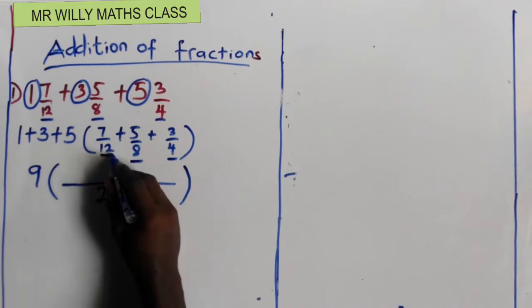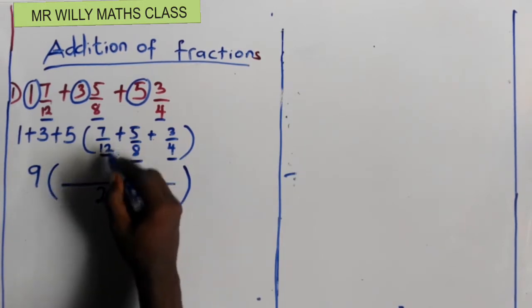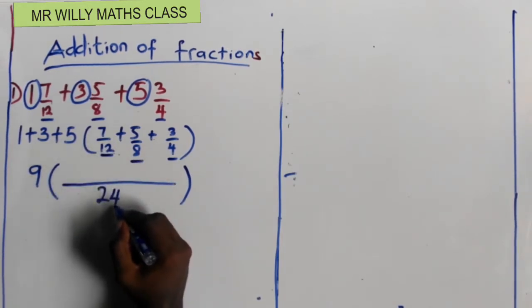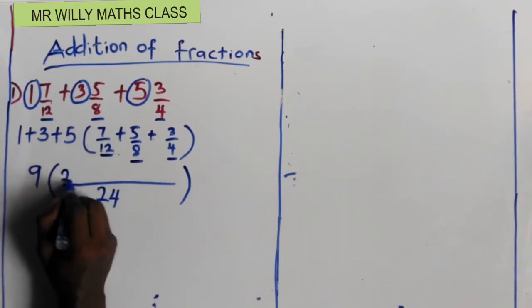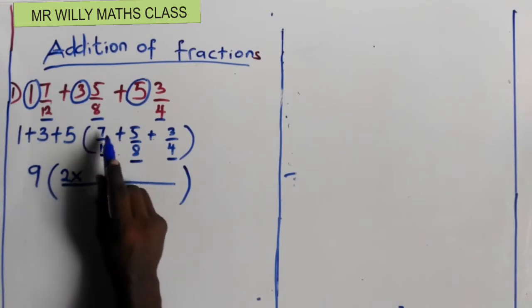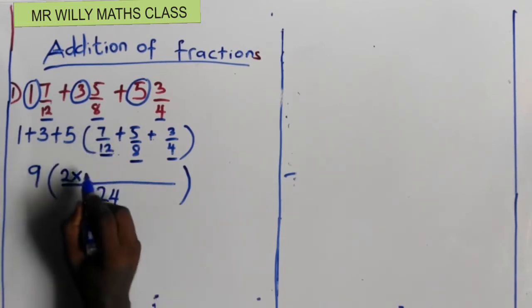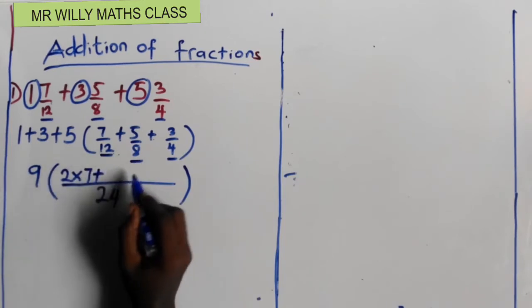Now the next thing is, how many 12? Use this 12 to divide this 24. That is, how many 12 can we find in 24? So 24 divided by 12. 12 will go into 24 2 times. That 2 you now use to multiply its numerator, which is 7. So 2 times 7 plus, you move to the next fraction.